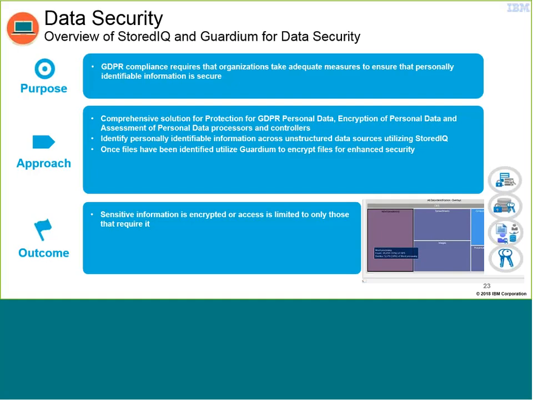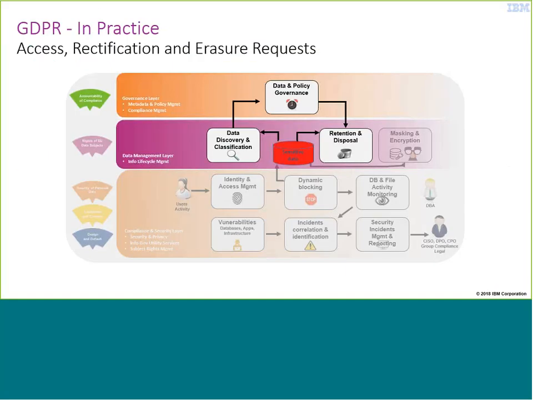So for example, if you are collecting customer data from a particular PIN code in a European country, and for that particular application a set of metadata needs to be masked or encrypted, then you can define those rules and policies in StoredIQ, and pass it on to Guardium to take action on it. And the outcome is what? The sensitive information is encrypted. So you know what is sensitive information through StoredIQ, then you encrypt it through Guardium. That's basically the message here.